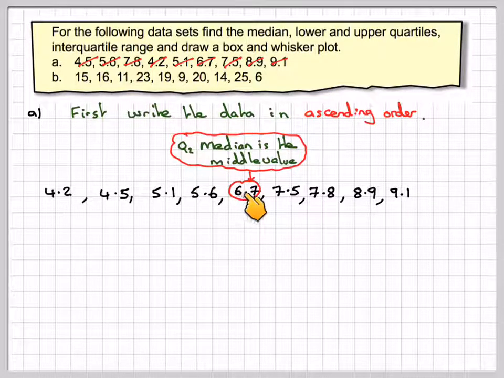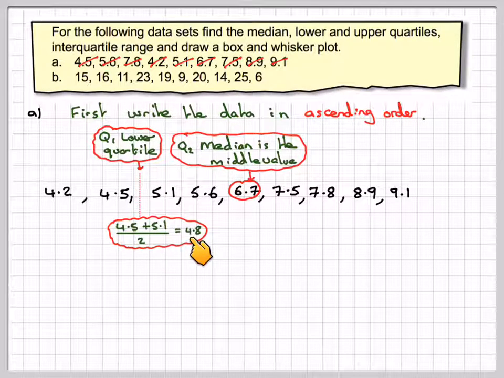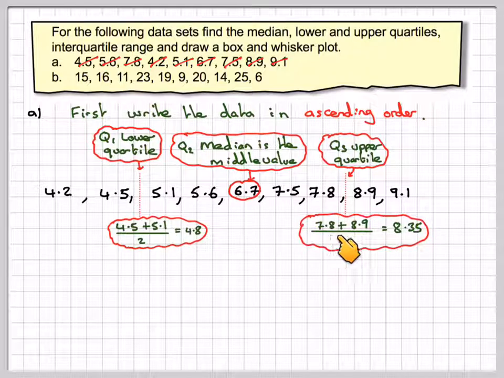Now, very easy, once we do this, to split it into quartiles. Here, if we draw a line, it will be what's known as the lower quartile, so it's going to be exactly halfway in between these two values, so we need to work out 4.5 plus 5.1 over 2 is 4.8, and the upper quartile will be here, so we'll draw a line in there, and again it will be halfway between these two values, so we need to do 7.8 plus 8.9 divided by 2, which is 8.35. This is the lowest value, and this is the upper value.